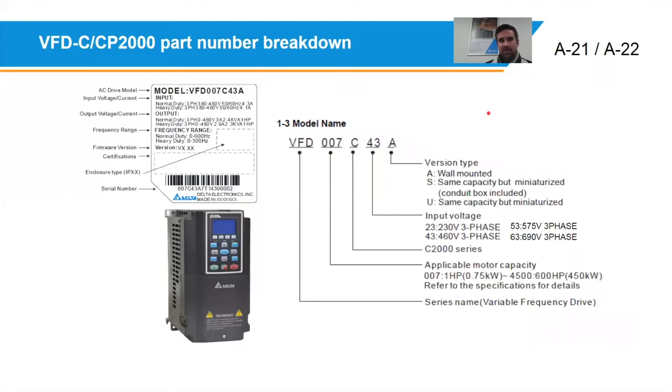A21 and A22, we're looking at the C2000 and the CP2000 series. Here we go back to the conventional naming rule of kilowatts in the part number and not the actual rated current of the drive. You'll note that the C series, we don't have 220 volt single phase options, but 400 volt three phase, 575 volt three-phase, and 690 volt three-phase options available.